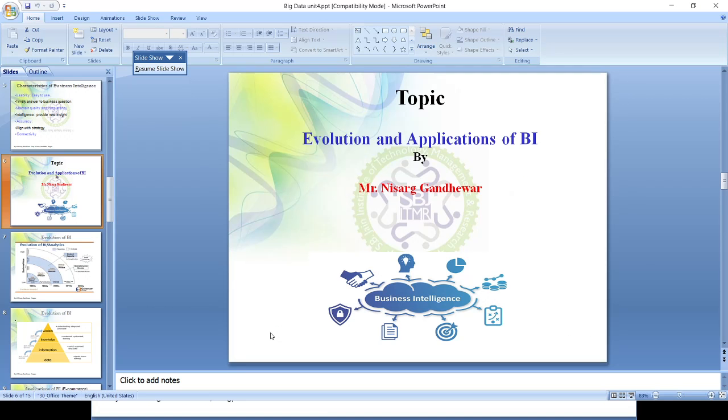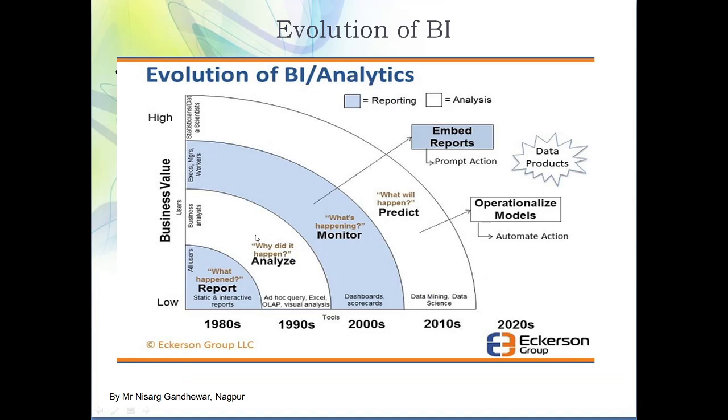If you observe it carefully, the journey, history, or evolution of BI went: what happened, then why did it happen, then what is happening, which we are continuously monitoring. And in the year 2010, with the help of data science, we are able to predict what will happen, what the sale will be in the next year or the next quarter, what the sale of our business will be.